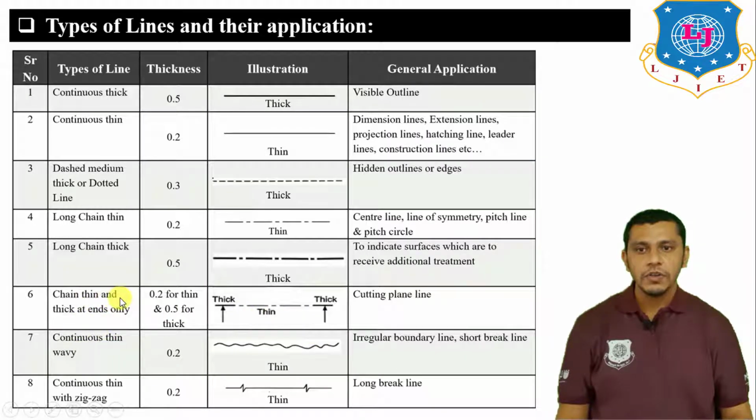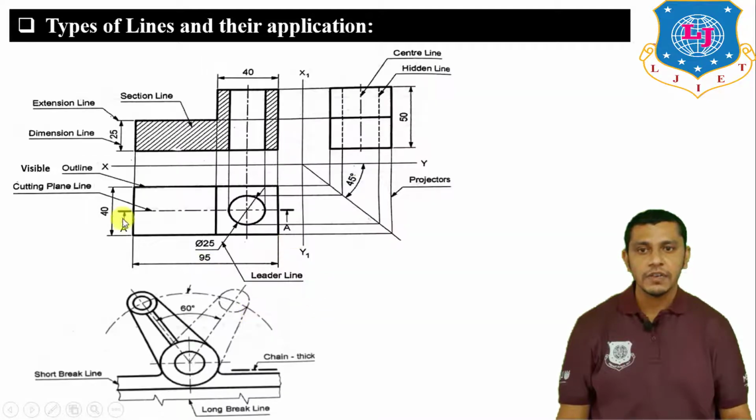Now next is continuous thin and thick at ends. It is also a chain line, but it is thick at ends. So the ends will be 0.5 mm thickness and the other part of the line will be 0.2 mm in thickness, and it is used to show the cutting plane lines. If we want to take a section, we take it by using the cutting plane, and if we want to show that cutting plane, we will use this particular line. So here in this figure, we have taken the section from here. So to show the cutting plane, we will use the cutting plane line.